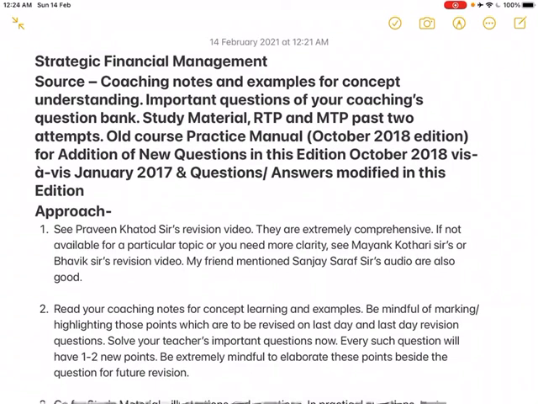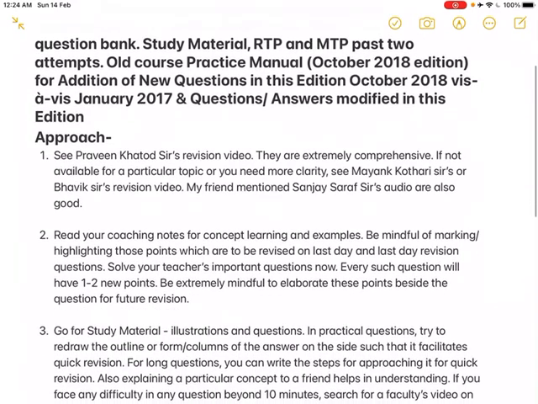have referred to the solution which was earlier given by the institute, but the institute has now realized that there was some error in that solution, and now the solution might have been changed. So what you would be referring to in your coaching notes would be the older solution, but the solution has now been changed. So it is very important to see the change in solution. The same can be seen in this practice manual under questions and answers modified in this edition.